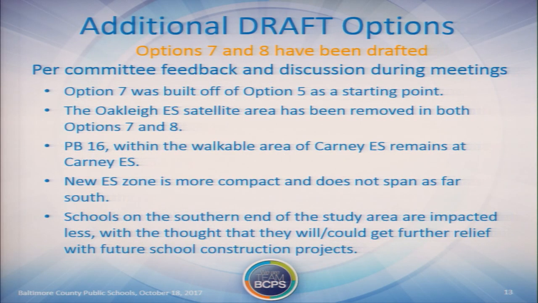So we have created options 7 and 8, which you have maps of in your letter size maps inside your packets, inside your binders, as well as large maps on your tables. The interactive map also has options 7 and 8 displayed on it as well. And we also have the maps posted back on the wall that the observers are welcome to go look at as well until we get into our final exercise for the evening. Option 7 was built off of option 5 as a starting point.